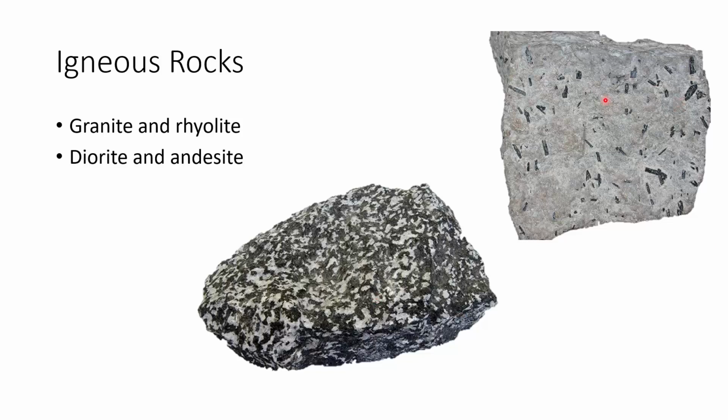This example of andesite is actually a porphyritic andesite. Pure fine-grained andesite is incredibly rare, so almost all andesite is porphyritic. These black, tabular, slightly irregularly shaped minerals are likely the mineral hornblende.